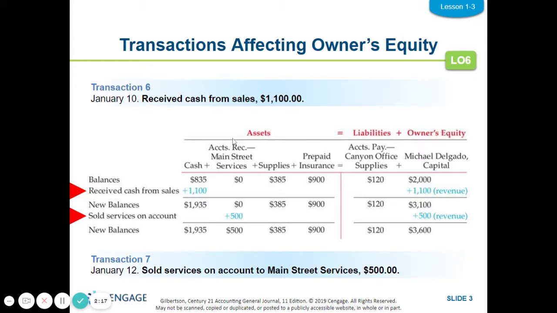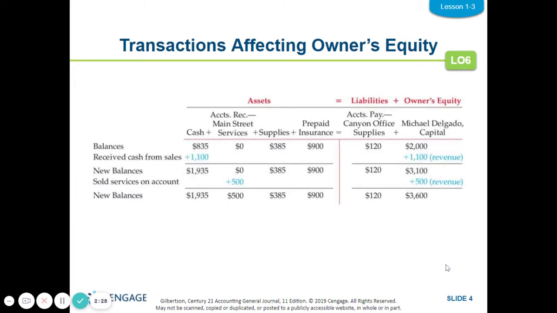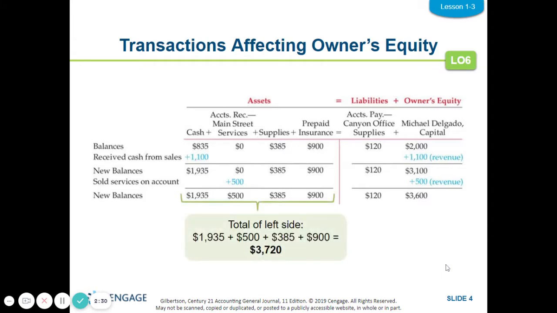And if you can think about these accounts receivable, accounts payable. Accounts payable are accounts you have to pay money on. Accounts receivable are accounts you're going to receive money on. So the next one, right here, it just brings our balances.